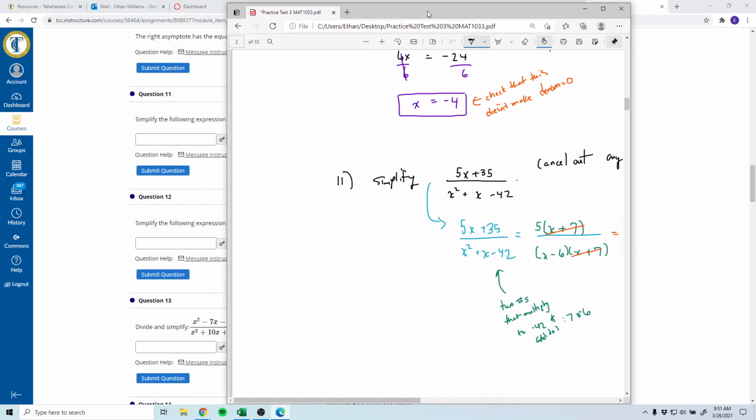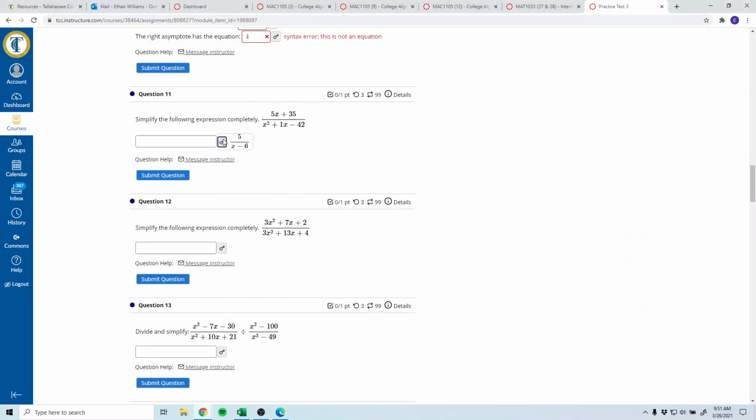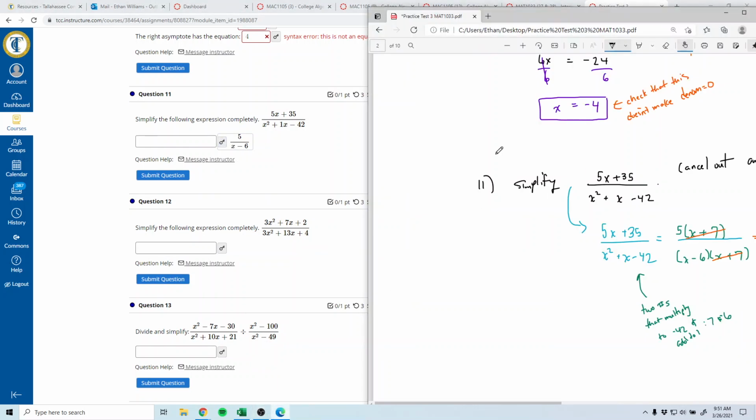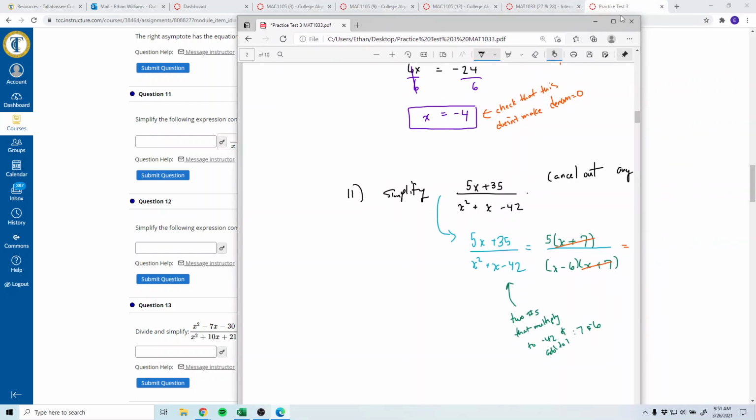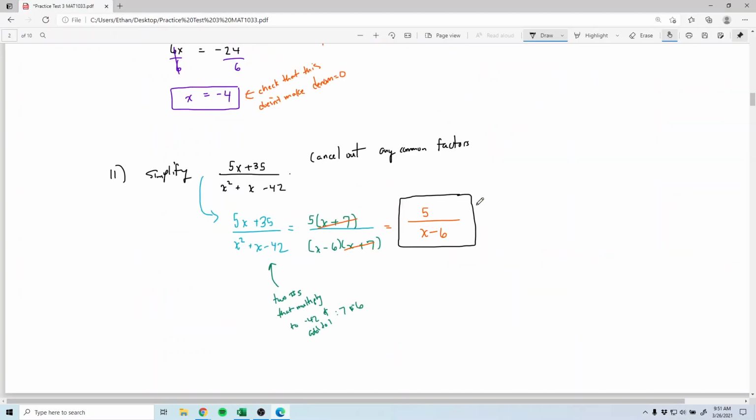Let's go ahead and make sure our 5 over x plus 6 works. X minus 6, and it does. Oh, I know I said x plus 6, but we had x minus 6, just to remind you.